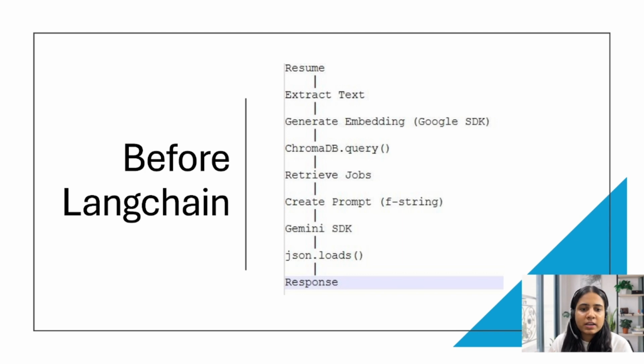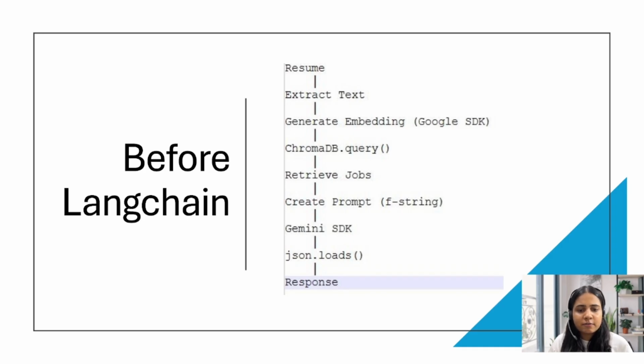In place of the Google SDK, if we want to use another embedding model, we have to change this Google SDK and use OpenAI or some other embedding model which we want to use over here. After the Google SDK, we query ChromaDB, and from ChromaDB we get the data. Now when we retrieve the job from ChromaDB, we create a prompt to call the LLM. The LLM will go and perform the operations and we'll get the response.